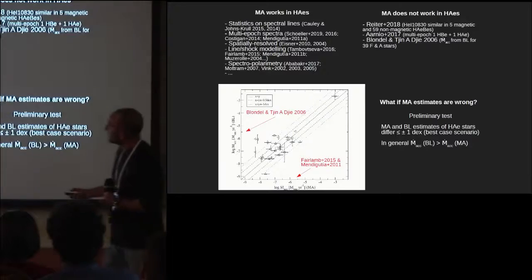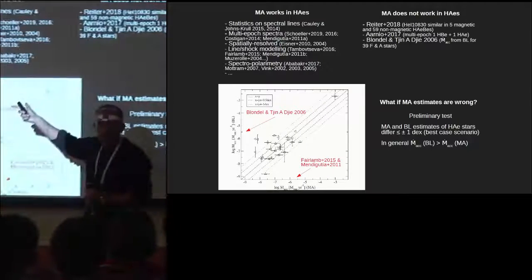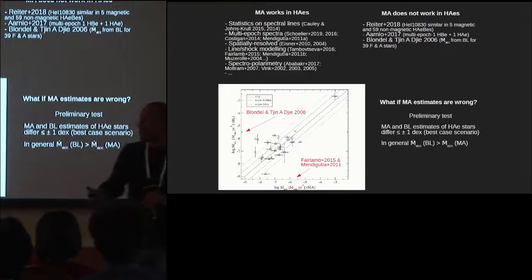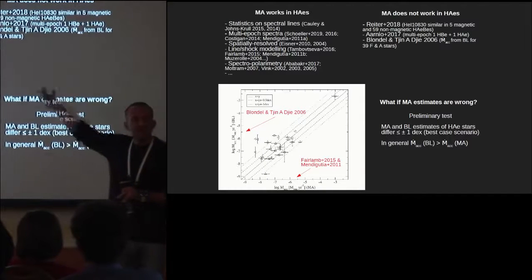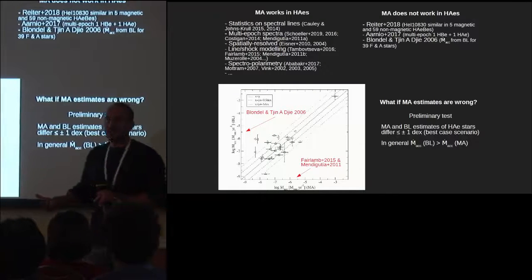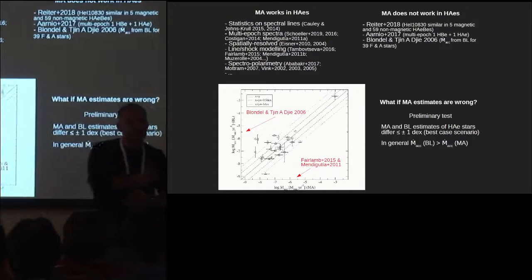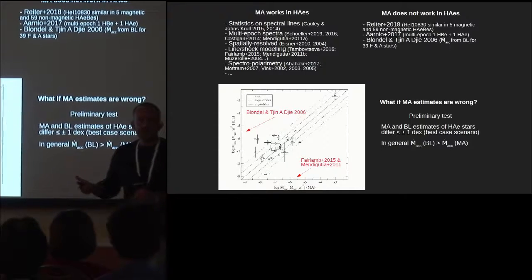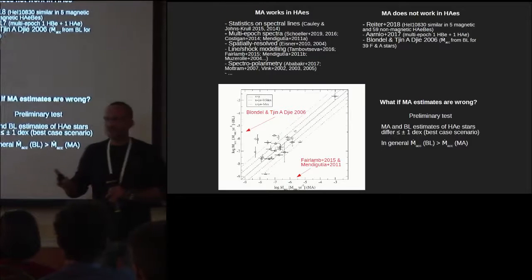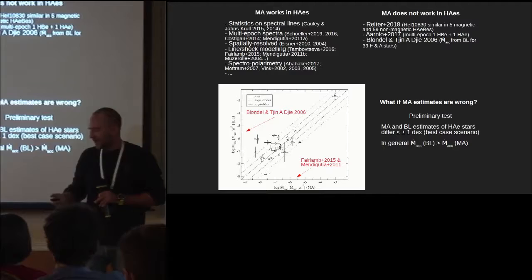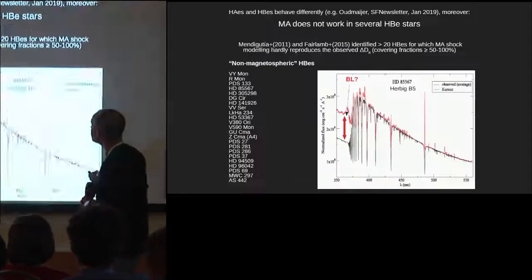Okay, I haven't mentioned that, there are many works that support that magnetospheric accretion could work in Herbig Ae stars, but at the same time, many of these works also show the many differences that are between Herbig Ae and Herbig B stars. And many suggest that there could be a change in the accretion scenario precisely at some point in between the Herbig Ae and Herbig B regime.